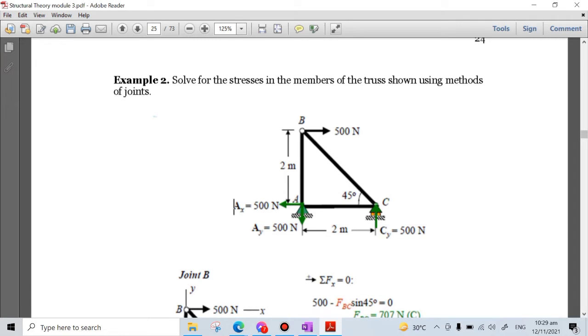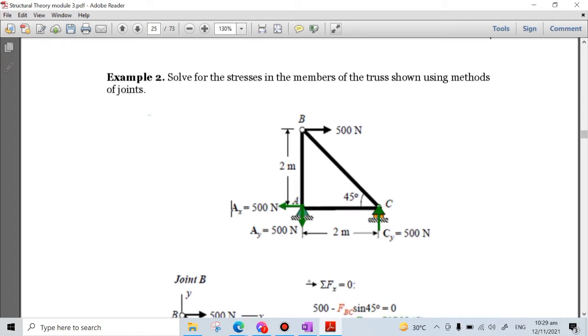So, for this example, we are asked to solve for the stresses of the members of the truss shown using the method of joints. Hindi ko muna ipapakita kung paano naging ganito yung reactions, for the sake of the discussion.